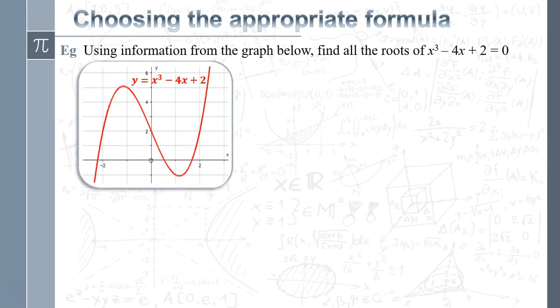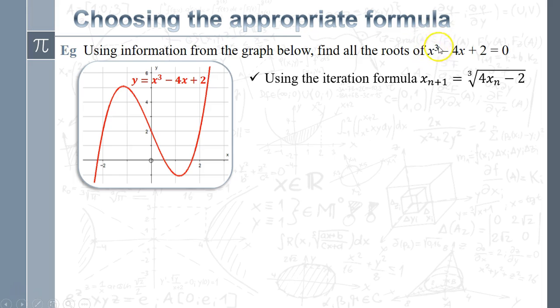So off we go. Here's a cubic. So we've got the graph there, and it says using that information find all the roots of x cubed minus 4x plus 2 equals 0. So what I've done first of all is come up with an iteration formula. I've rearranged it, and essentially taken that term in x, then made that the subject. So you hopefully can see where that 4x_n minus 2 is coming from.